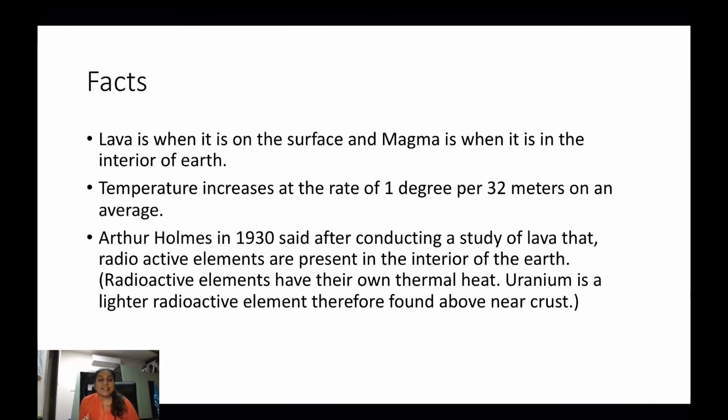The first thing that we need to know is some facts. This is about the difference between lava and magma. Magma is basically the molten rock material in the interior of the earth. So till it is inside the earth, it is called magma. When it comes out in the form of a volcanic eruption, it becomes lava. So lava is on the surface and magma is in the interior.